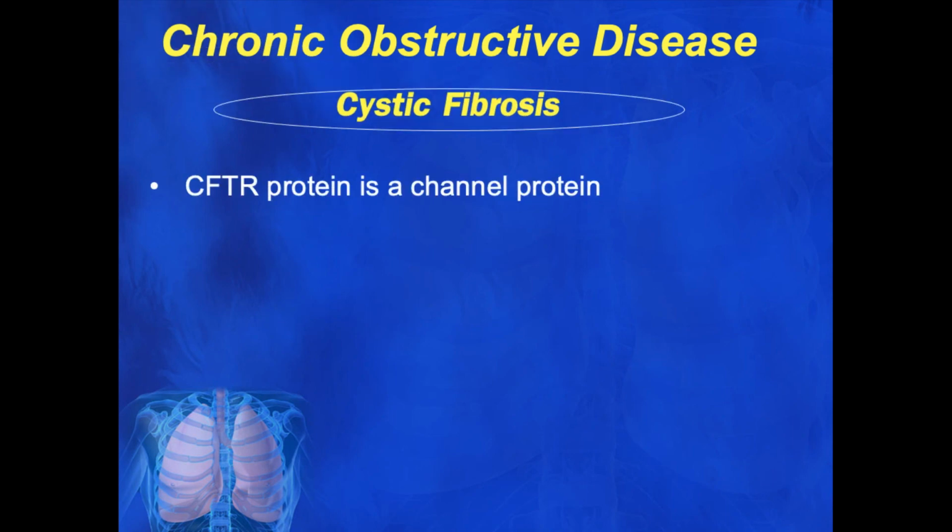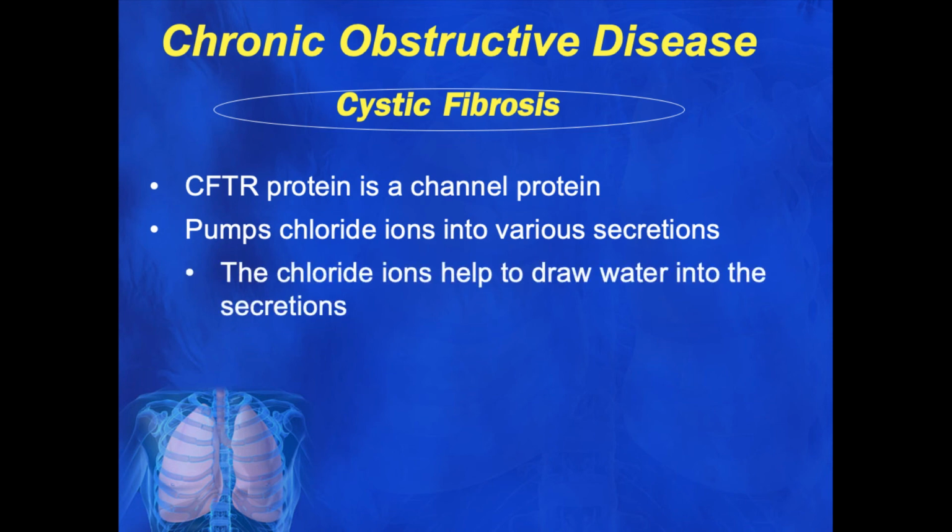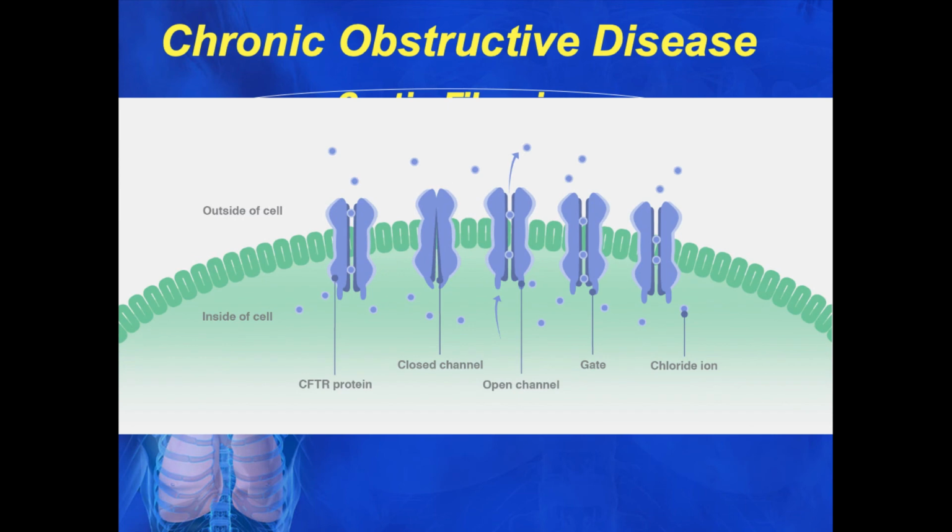The CFTR protein is a channel protein, and it pumps chloride ions out of a cell and into various secretions. These chloride ions help to draw water into that secretion, and it helps to thin the secretion out. So imagine the secretion is mucus. Instead of having this thick, gooey, strong mucus, you have this more thin, watery type of mucus when chloride ions are added to that. So you can see this is the CFTR protein, and it is actively transporting chloride ions out of the cell into this mucus layer.